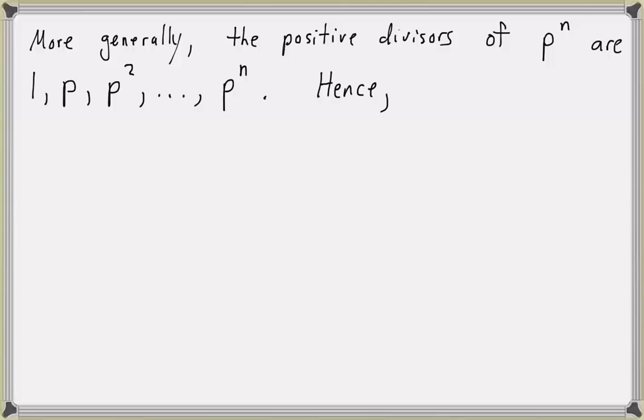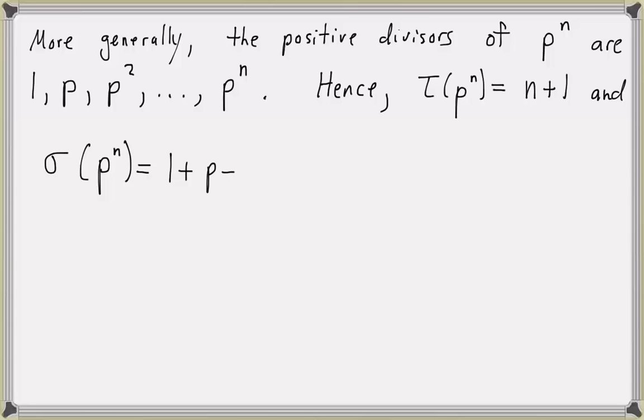Hence the number of positive divisors, so tau of p to the n, is n plus 1. And if we add up these positive divisors, so sigma of p to the n, we would get 1 plus p plus p squared up to p to the n.